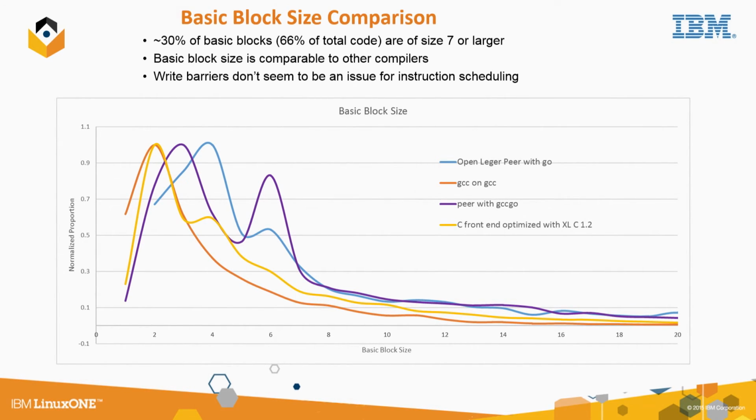And these other things are just other compilers, and I'm tracking the number of basic blocks of certain sizes, and it turns out we're okay, actually bigger than most of them. Maybe that's because we haven't optimized our code enough. But nonetheless, it means that we have opportunities to do some scheduling there.